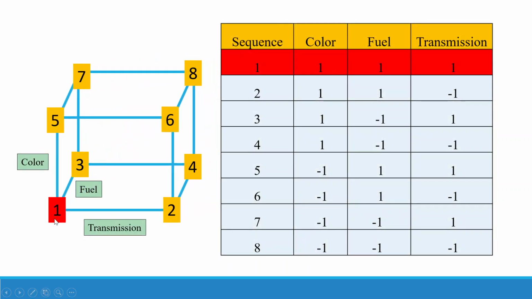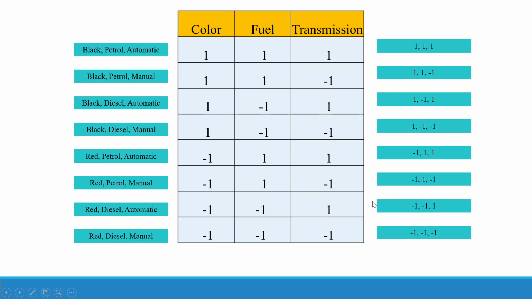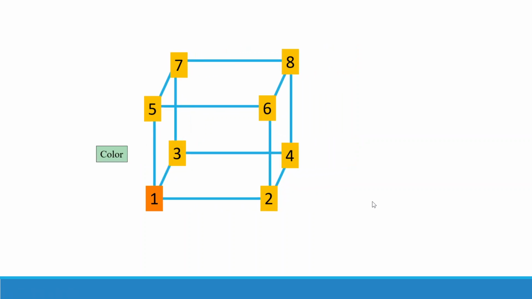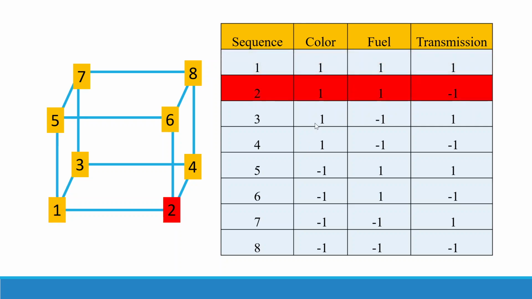Now let's understand this. Design 1, the profile 1. So the color is 1, which means the black color. I have just used the red color to show you the design. So color 1, fuel 1, transmission 1. I have copied this directly on this page. So we start with 1. Now the second, transmission. So color and fuel as it is, transmission is -1.